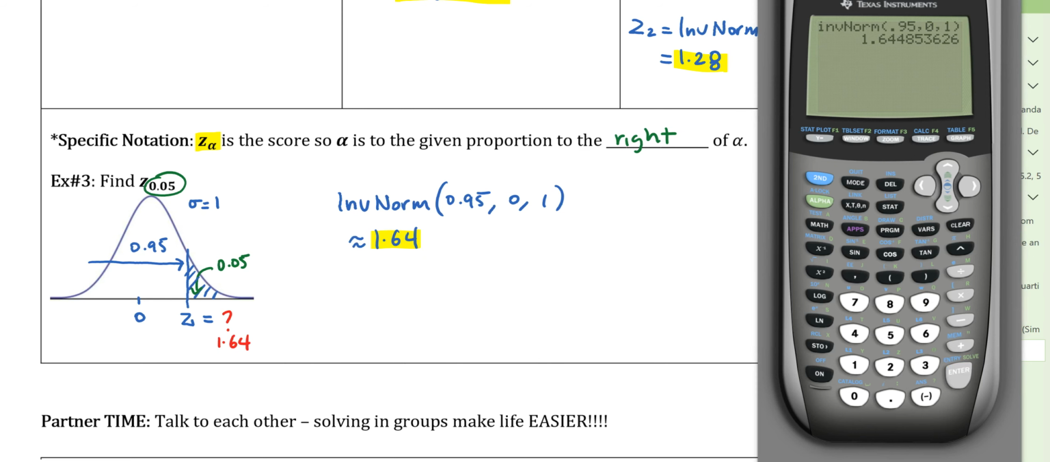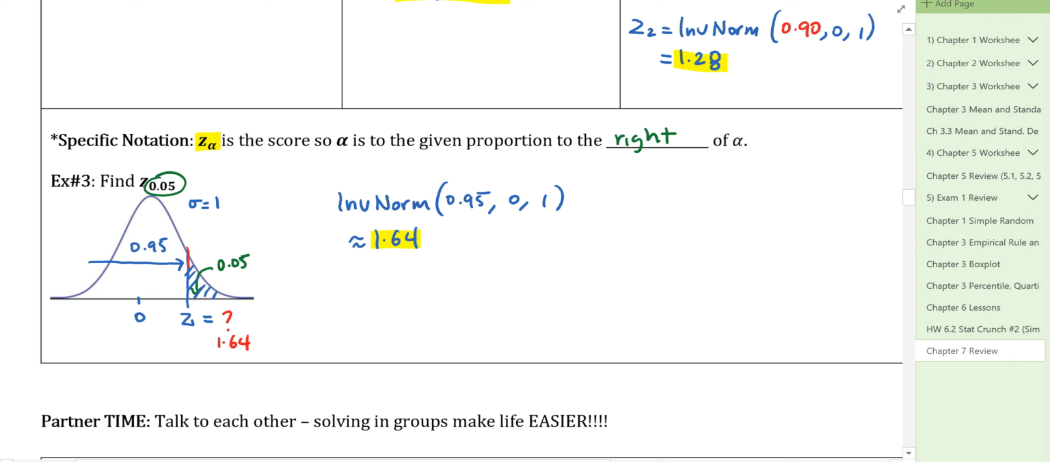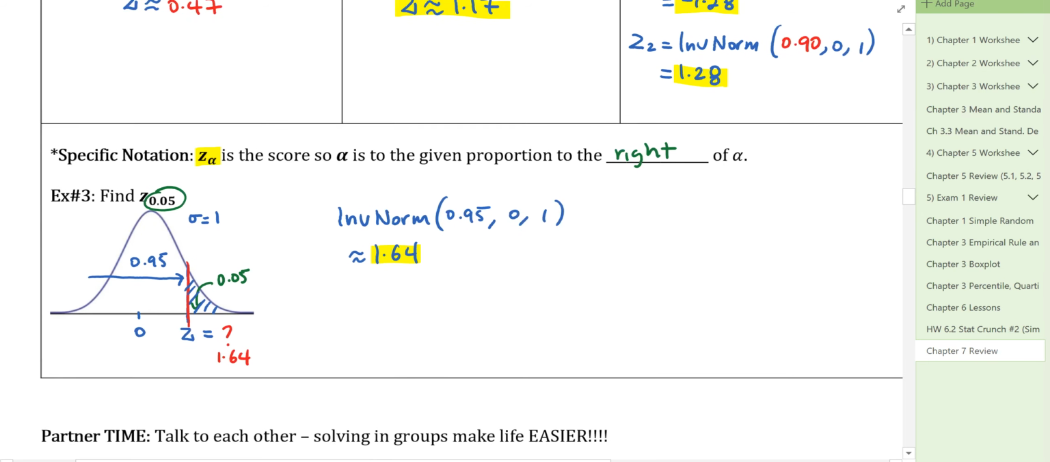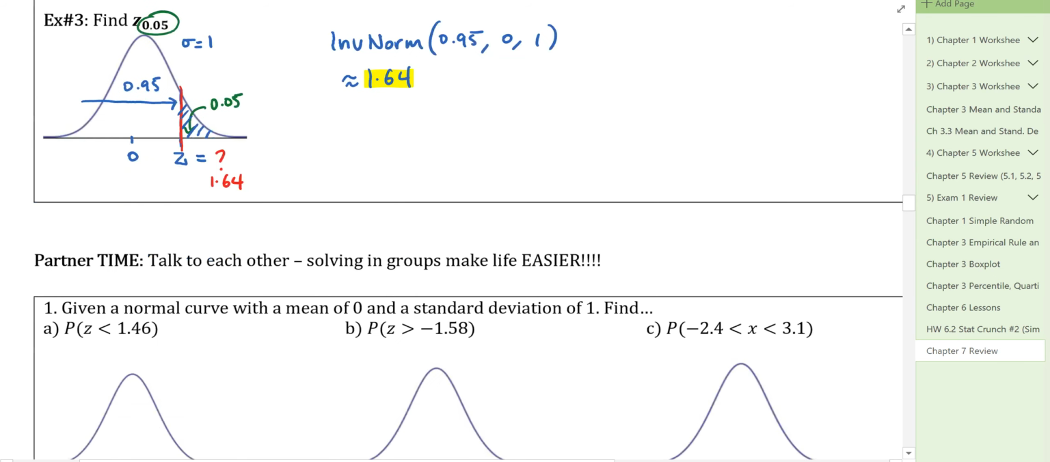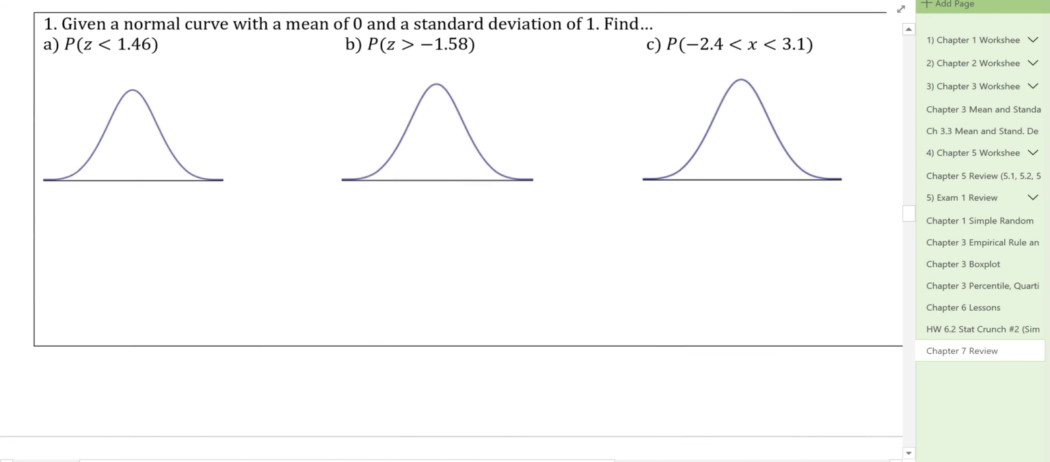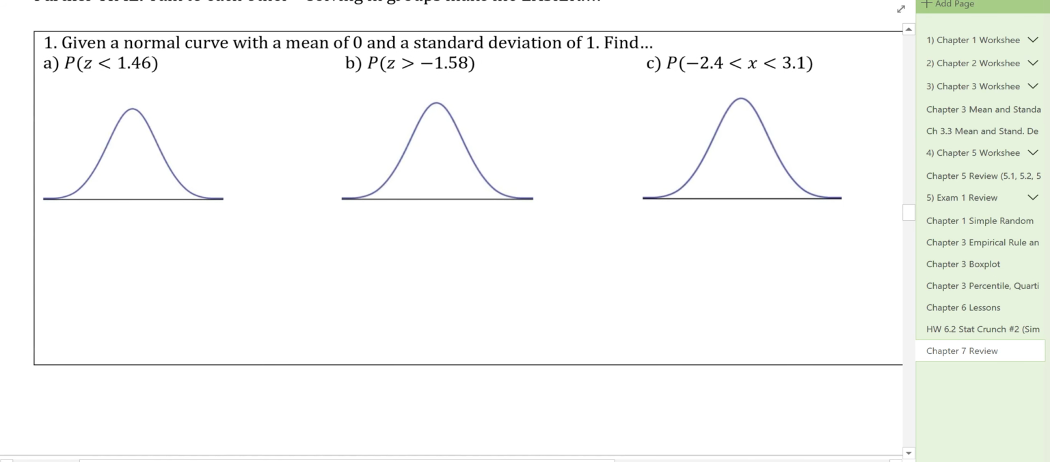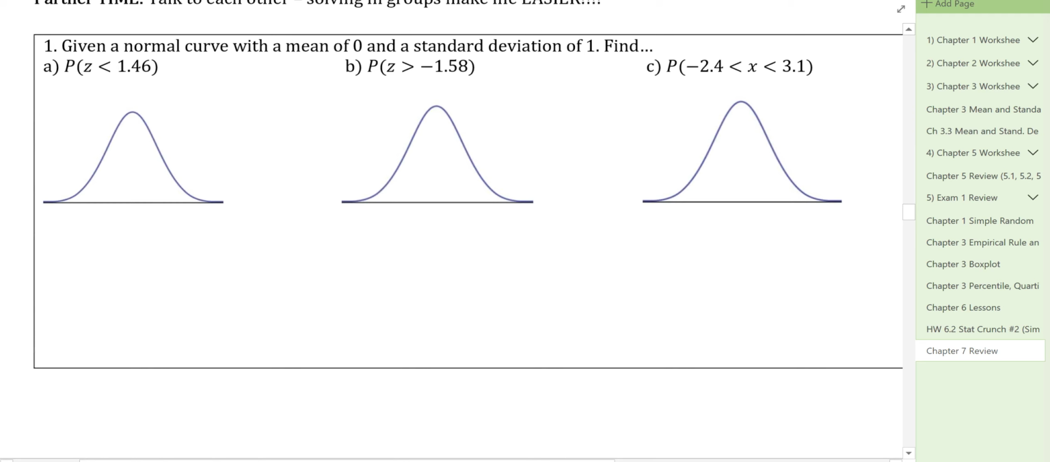Okay, so 1.64 again. That means this line over here, the score that separates the bottom 95% and the top 5%, is 1.64. Right? So this is finding the z-score here, the positive scenario. Below here, I have some extra practices. If you like to try them, I would suggest you pause the video and try it yourself.